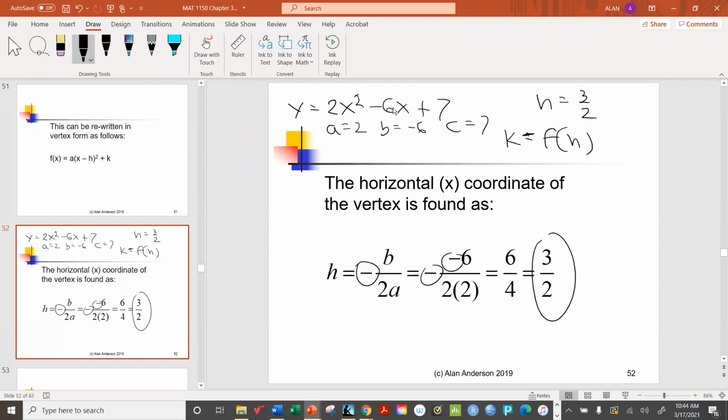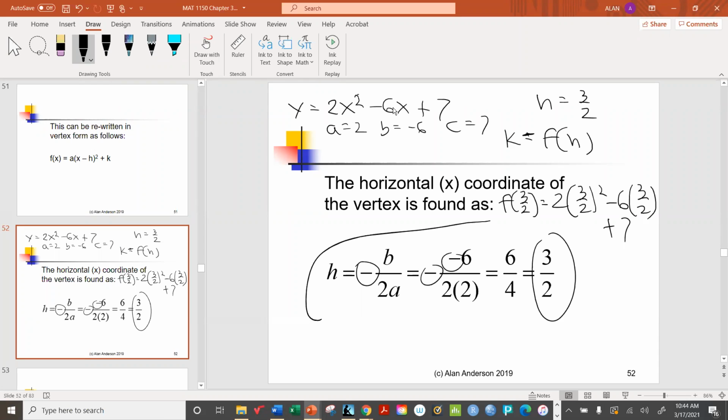Now, to find the k, just go ahead and plug in 3 halves into this equation. F of 3 halves would therefore be 2 times 3/2 squared minus 6 times 3/2 plus 7. I'm desperately short on space here. That would give me 2 times 9/4 minus 18/2 plus 7. Now, what a mess. 18/4 minus 18/2 plus 7.